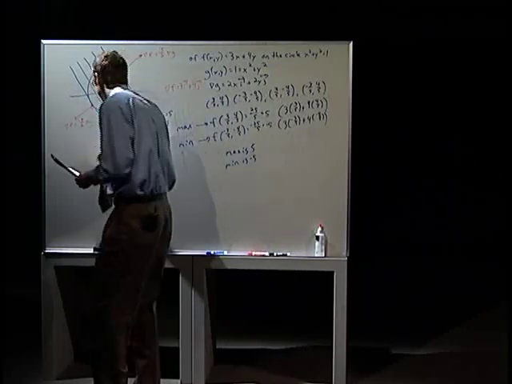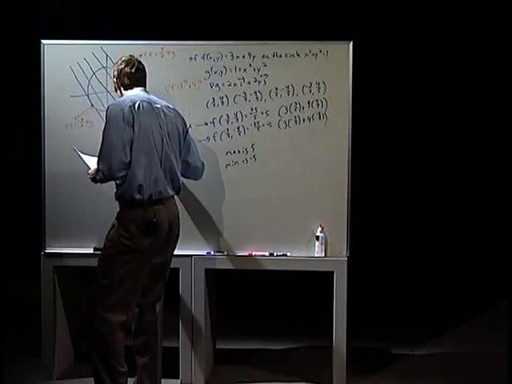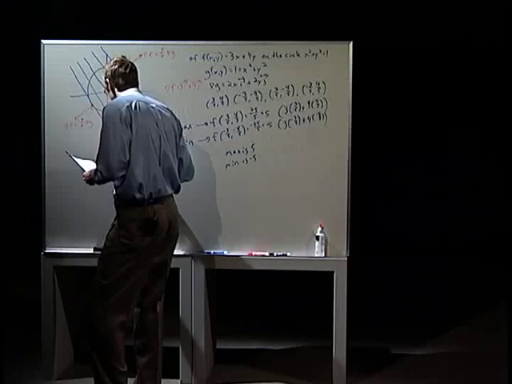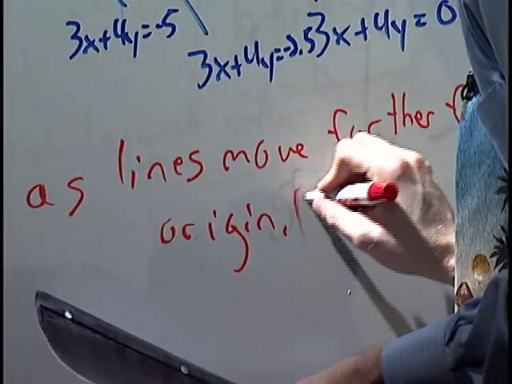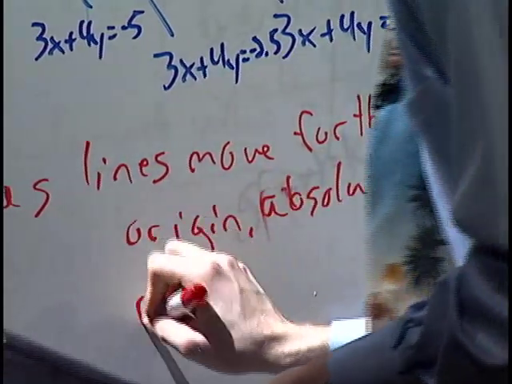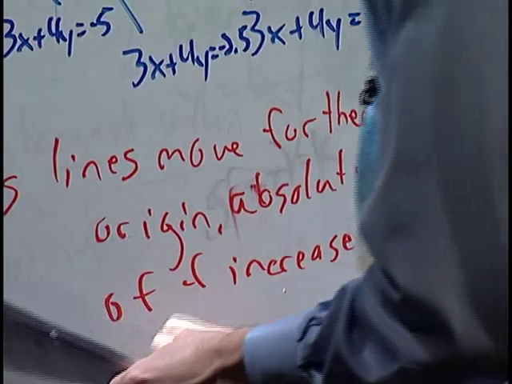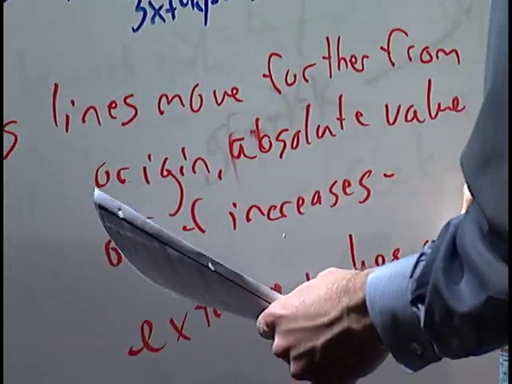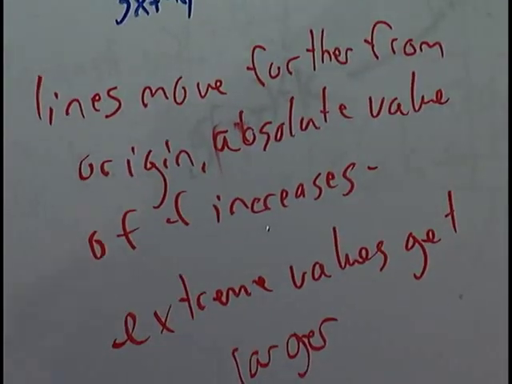So as the lines move further from the origin, I should say the absolute value of f increases, right? And the extreme values get larger. Okay, so this is what's going on with the geometry there.